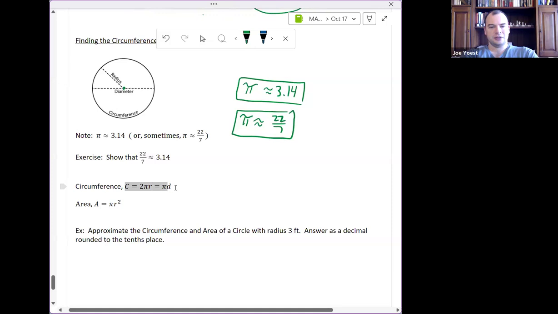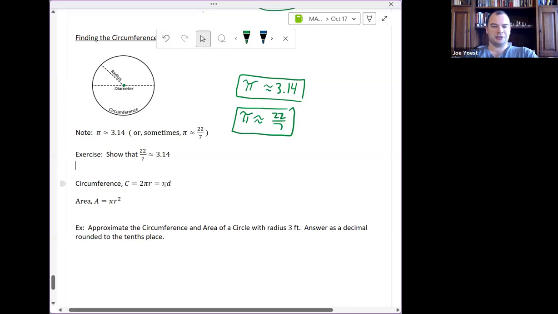So our circumference, the formula for it, the perimeter of the circle, or one go around the circle, is 2 times pi times the radius. We see that a diameter is just twice the radius, so 2 times radius is diameter. So the circumference is pi times the diameter. Really, pi is the ratio of the circumference to the diameter. That ratio is constant for any circle. If the circle is bigger or smaller, the ratio of the circumference to the diameter is pi.